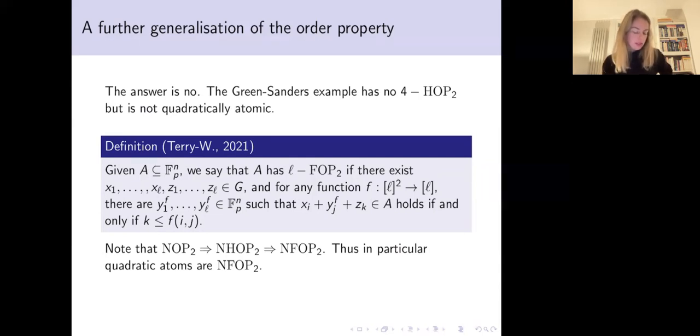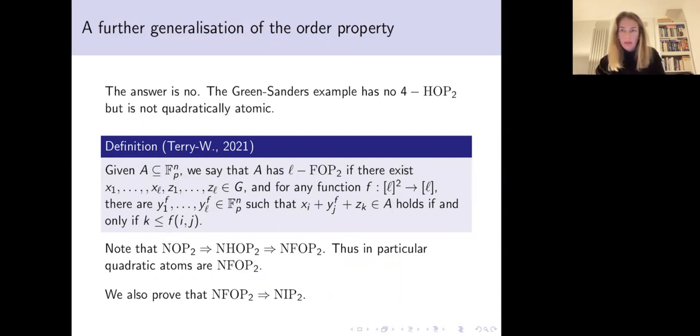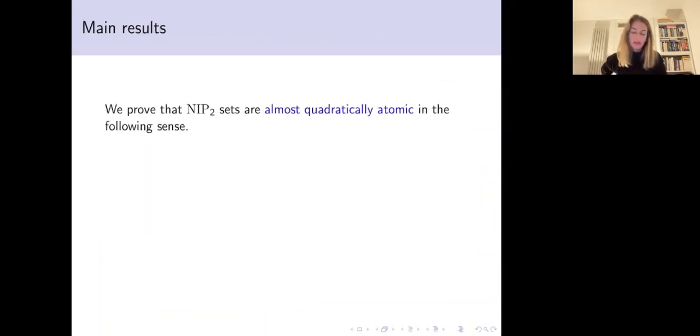And we can prove that their unions are also. We can also prove that NFOP2 implies NIP2, where IP2 is a higher dimensional version of VC dimension, defined in terms of shattering a box. So I will come to the final couple of slides. What we actually prove about NIP2 and NFOP2 is the following. First, NIP2, which is a weaker result. We proved that these NIP2 sets are almost quadratically atomic in the following sense.